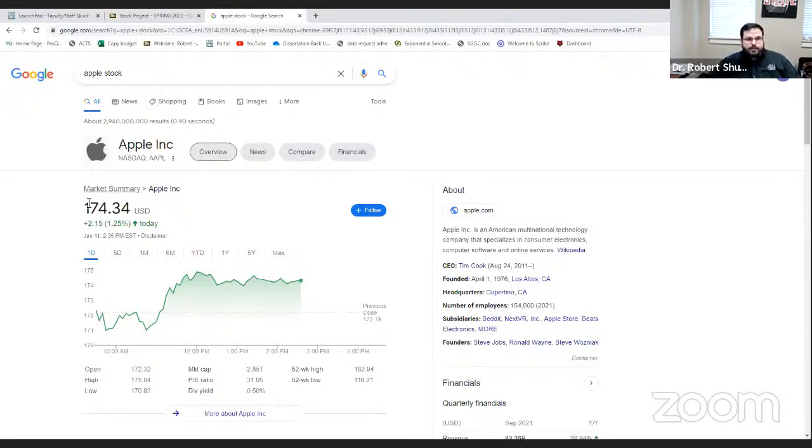Yeah, right there. Google lets us know exactly how much Apple stock is. It lets us know it's on the NASDAQ, so we're good for this project. We can buy it. And it also lets us know its ticker. We need that, so I'm going to write this down. I'm going to stop sharing this for a minute and show you what I'm going to write down to help me fill out the form.